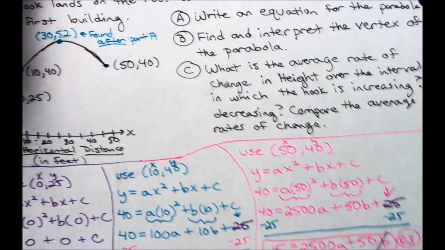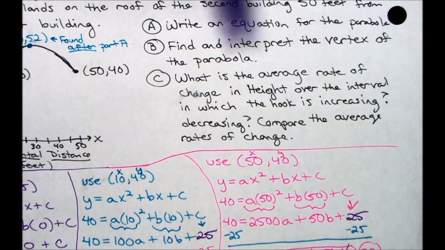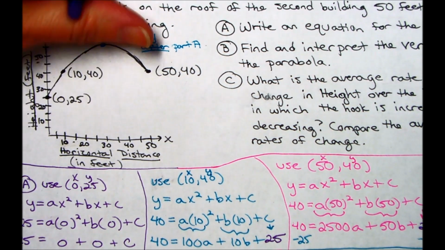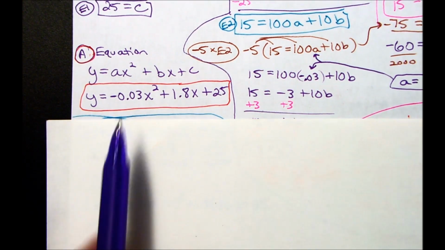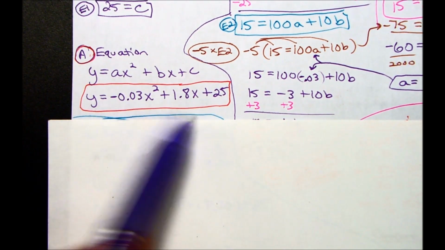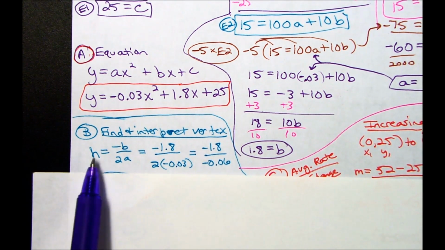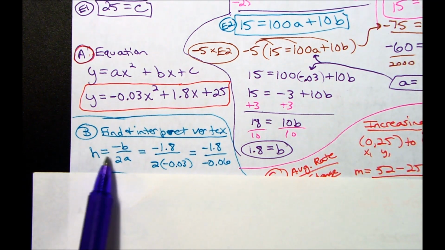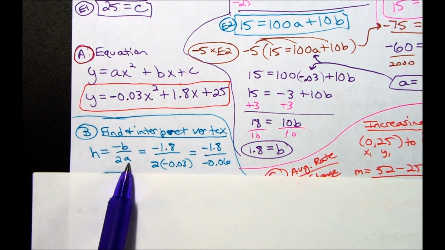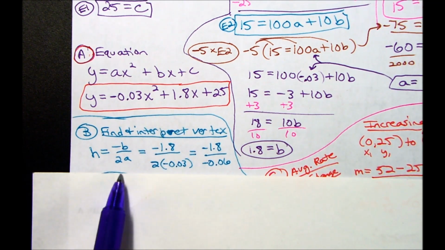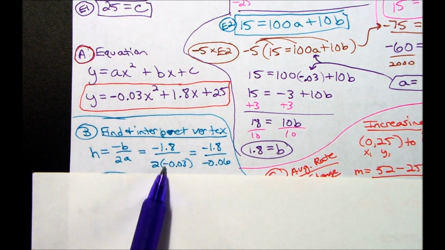So now the second part of this, I asked you to find and interpret the vertex of the parabola. This is where I'm finding the 30, 52. Well, let me show you how to find that, because you're not going to be given that information. But since we found our equation now in standard form, you were given a formula, or you should know the formula, to find the x-coordinate of the vertex, which we call h. We use the formula h equals -b over 2a. So the -b, which is 1.8, divided by 2 times a, which is -0.03.